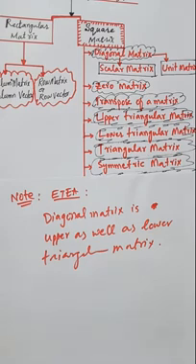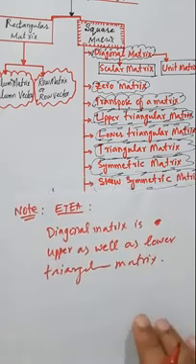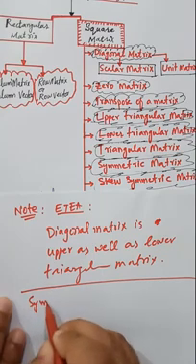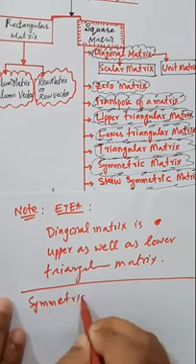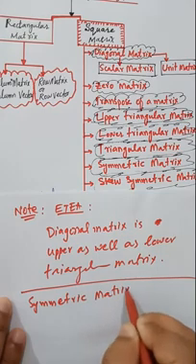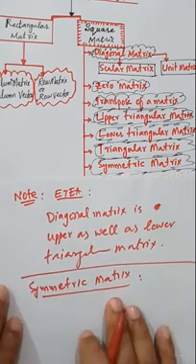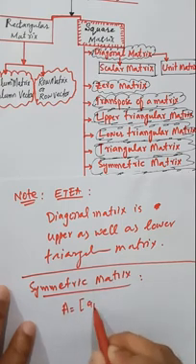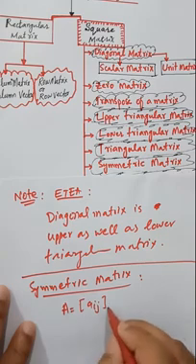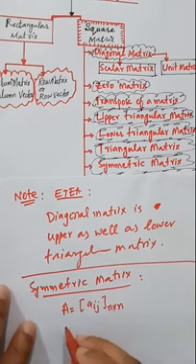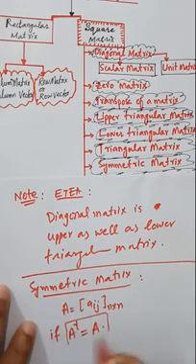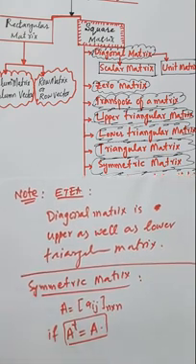Now the last two definitions, symmetric matrix and skew symmetric matrix. So, symmetric matrix: let's say A is a matrix Aij of order n. If A transpose is equal to A, then that matrix is said to be a symmetric matrix. This is the simple definition.